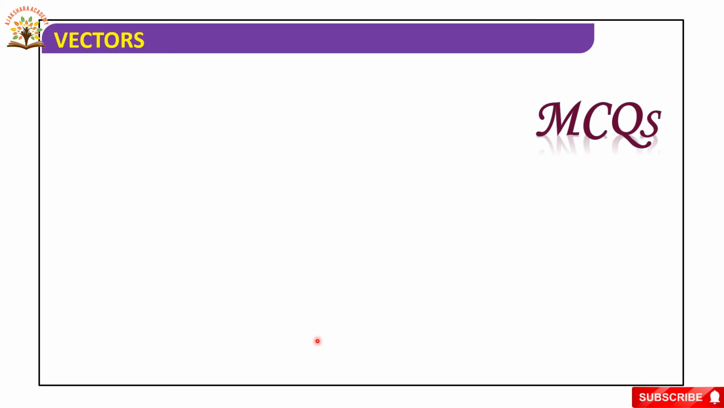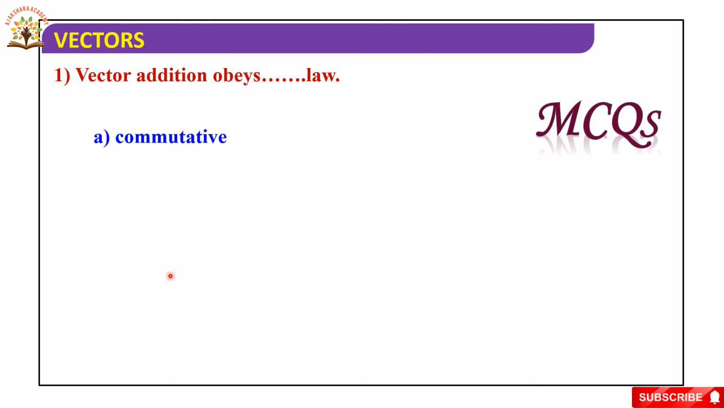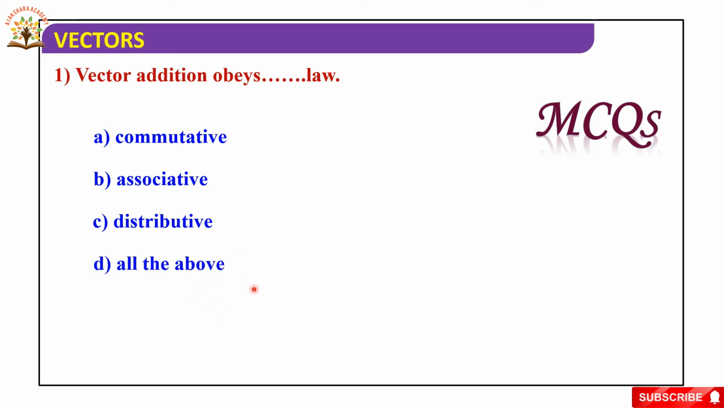Next, now I will discuss an MCQ. Vector addition obeys dash law. First one, commutative law; second one, associative law; third one, distributive law; the fourth one, all of the above. So vector addition obeys all of the above. It obeys the commutative law, the associative law, and the distributive law. So all the options are correct, all of the above. Go to the next one.